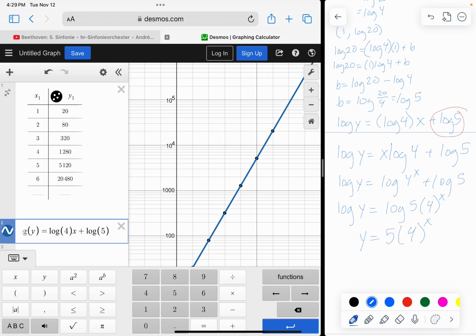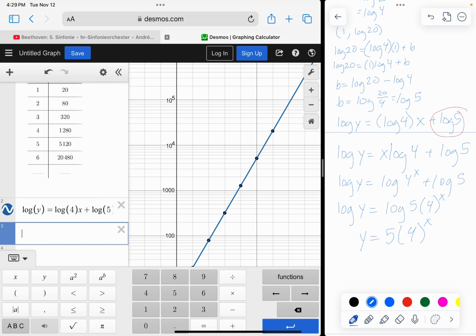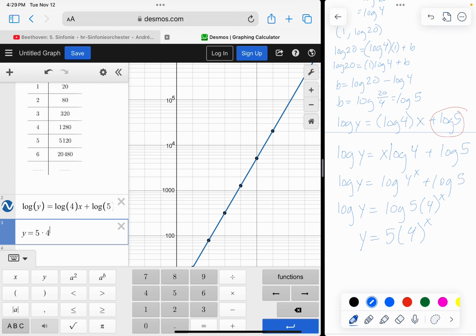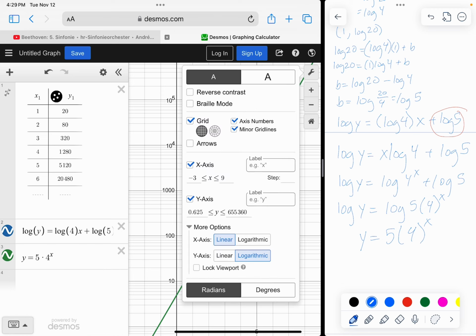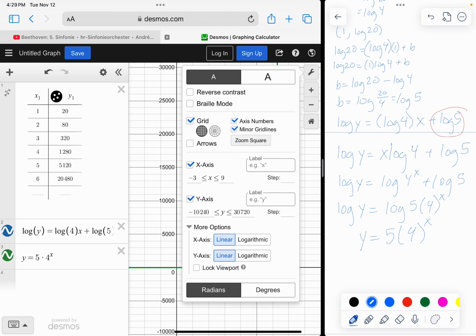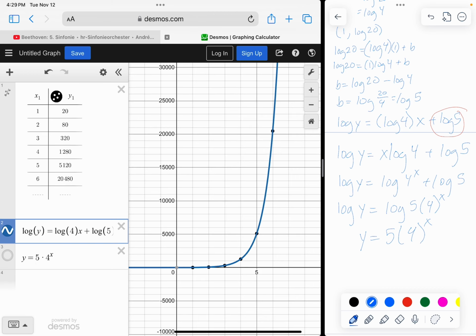Notice if I come over here and type in y equals 5 times 4 to the x, that green right there is exactly the same line. Hallelujah. And look, if I come back here and change this back to my linear world, both of these lines, if I turn them off and on, why isn't that working? Okay, I hit the wrong thing. It's the same curve.